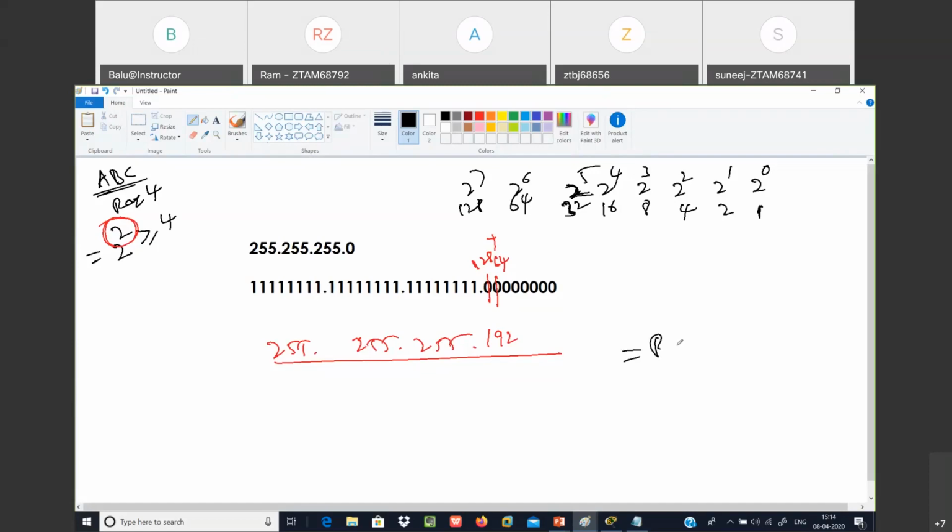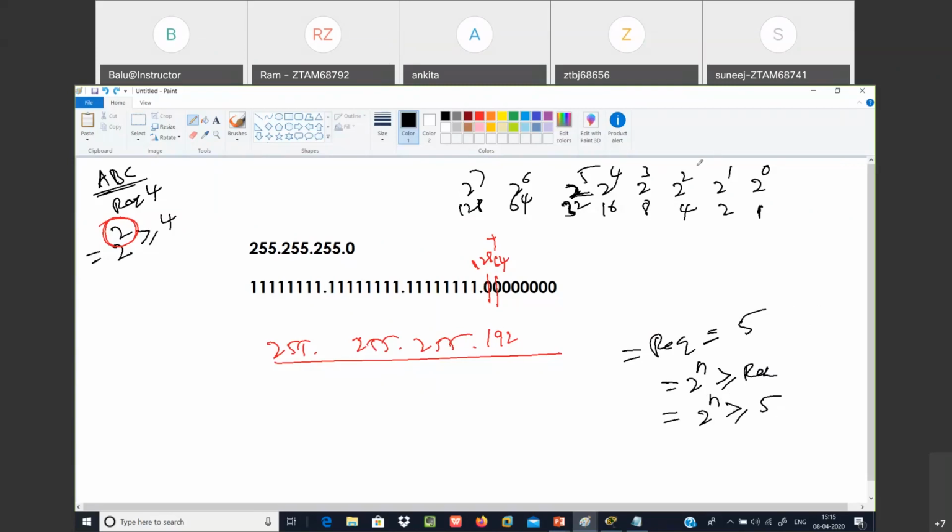Now my requirement is, for example, 5 subnets. And what is the formula? 2 power n is greater than or equal to the requirement. What is our requirement? 5. Now how do we decide the power value? Since the requirement is 5, it should be greater than or equal to 5.